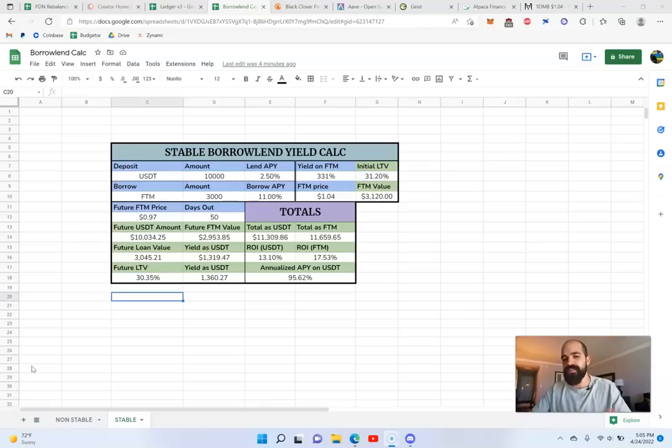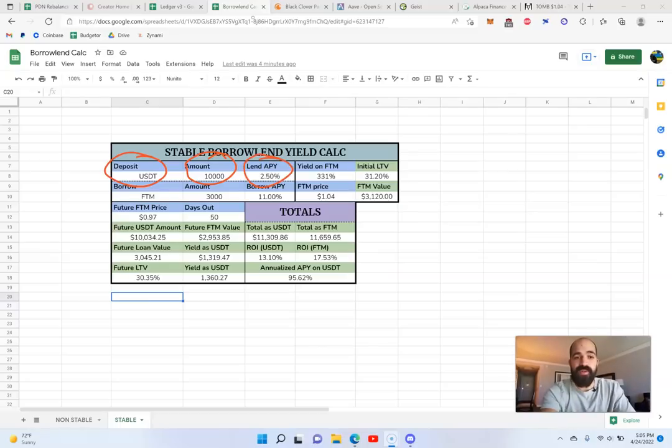So let's talk about this as an actual example, right? Okay, so I'm going to walk through it, and then I'm going to show you. So first, you deposit some sort of stablecoin. We're going to use USDT here. You deposit $10,000. The lend APY is your yield on your collateral. When you collateralize an asset, generally you're paid by the platform to do that. In this case, we're using Geist because Geist is on the Phantom blockchain, and they pay you 2.5% APY.